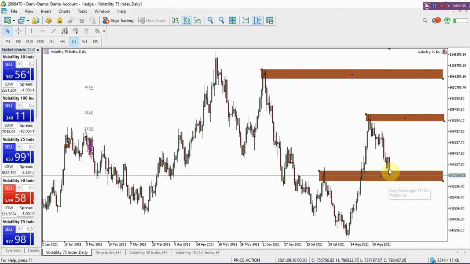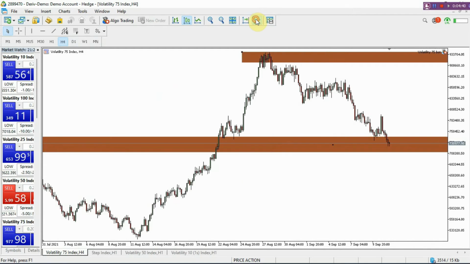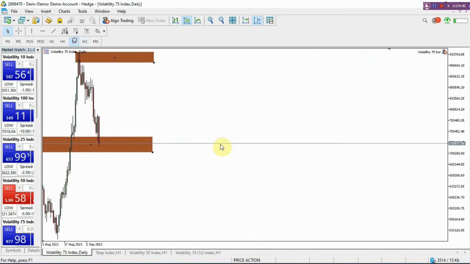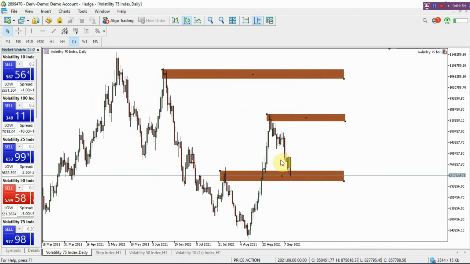If I go to the smaller time frame like my H4, and I see maybe some chart patterns here, I'll be looking at taking a possible buy towards the upside from here, placing my stop loss below here. So finding support here on the small time frame, I'll be taking a buy. I'll be favoring a buy to the upside here.